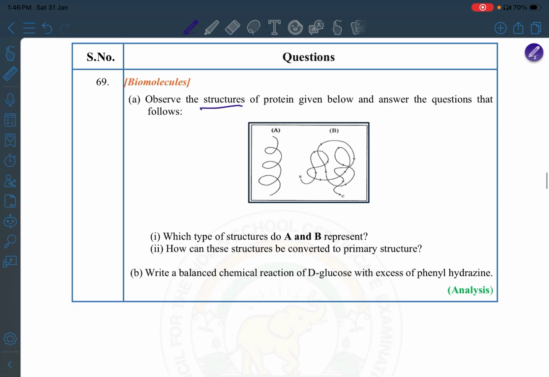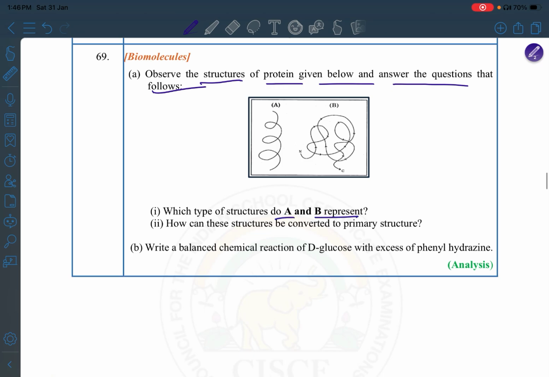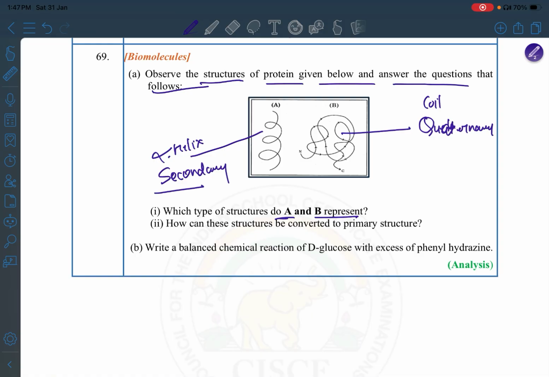Then observe the structure of protein given below and answer the question. Which type of structure are A and B? So A is the alpha helix structure, which is formed in the secondary structure of protein, and B is a complex coiled structure which forms in the quaternary structure of protein. So A is secondary structure, B is quaternary structure. A is alpha helix and B is a coil-like structure.